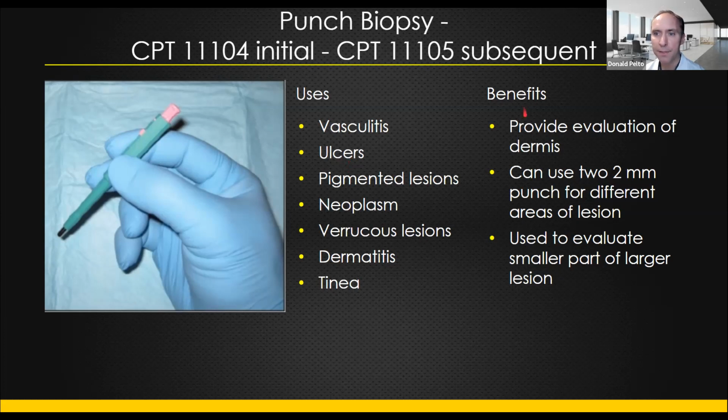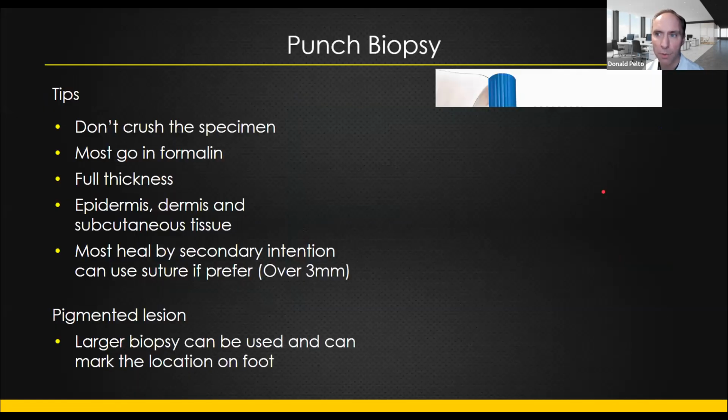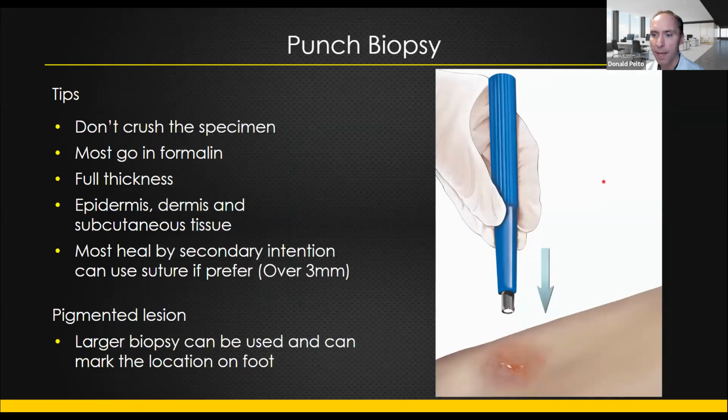What are the benefits? It provides an evaluation of the dermis. This is my biggest thing. I do 2 millimeter punches, actually two 2 millimeter punches, and I'll give you how I do that in the chart. Then use it to evaluate a smaller part of a larger lesion. This is what I tend to do. So you're not taking the whole thing out. It's a big lesion, you're taking a part of that lesion out, and I use 2 millimeters versus a 3 or larger where you have to do a suture.